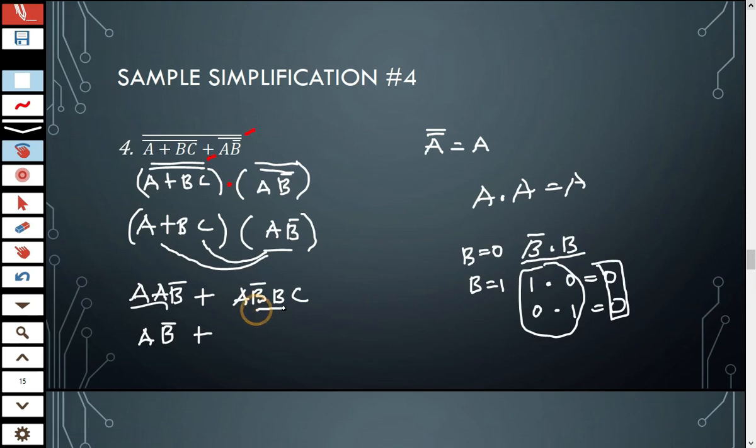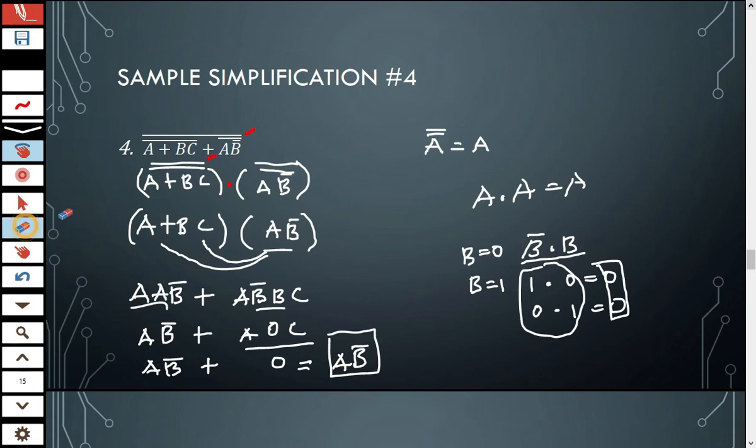Therefore, this term here is 0, and anything multiplied by 0 will always be 0. So this term here is all zeros. So what we get is just A times not B. So this becomes A times not B. Okay, so let's write down the truth table for this so we can validate our answer if it is correct or not.